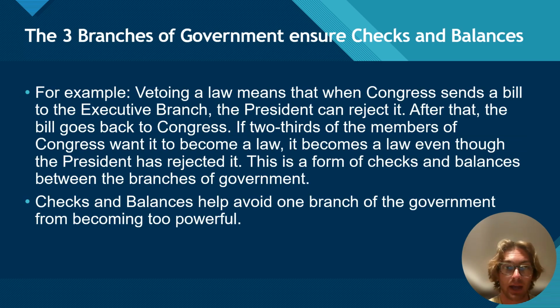And here's my next slide. The 3 branches of government ensure checks and balances. So here I gave an example, vetoing a law, and how that meant when Congress sends a bill to the executive branch, the president can reject it. And after that, the bill goes back to Congress, and if 2/3 of the members of Congress want it to become a law, it becomes a law even if the president rejected it. And this is a form of checks and balances between the branches of government. Checks and balances help avoid one branch of the government from becoming too powerful.